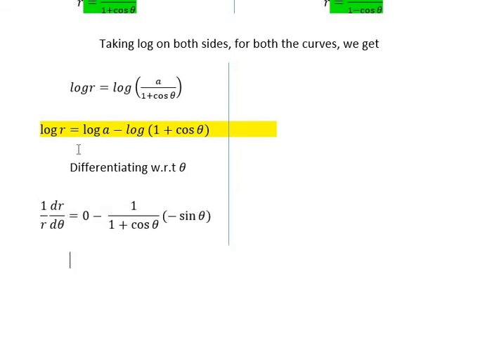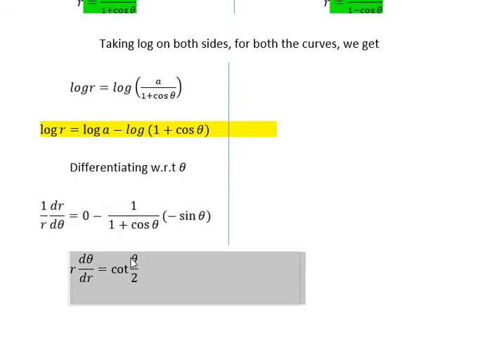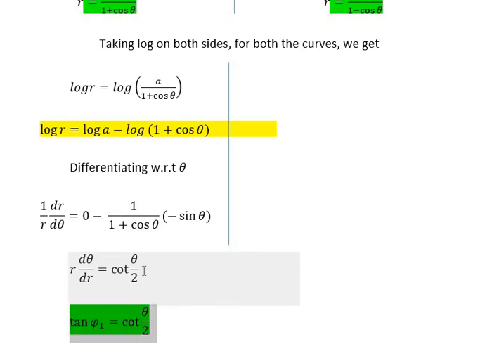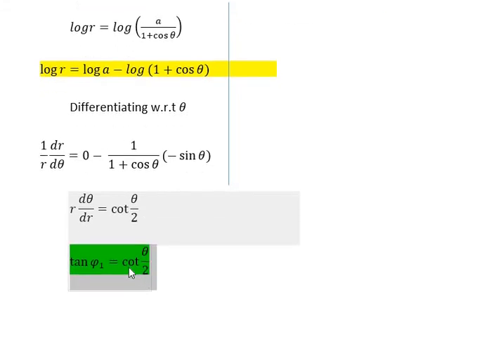Hence, differentiating this equation, 1/r dr/dθ = -(-sin θ)/(1 + cos θ), that is nothing but cot(θ/2) by using half angles. So r dθ/dr = cot(θ/2). Hence, this implies tan φ1 = cot(θ/2).